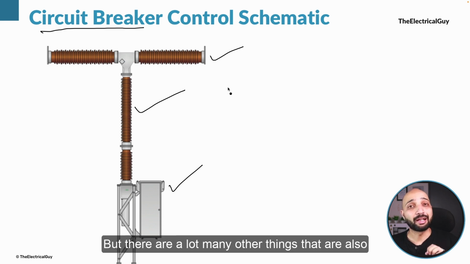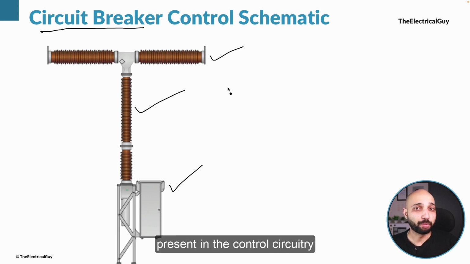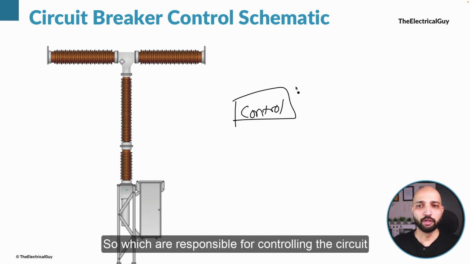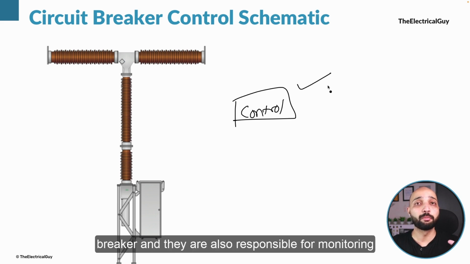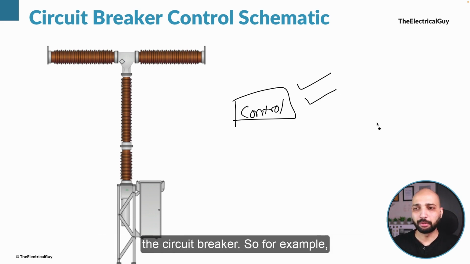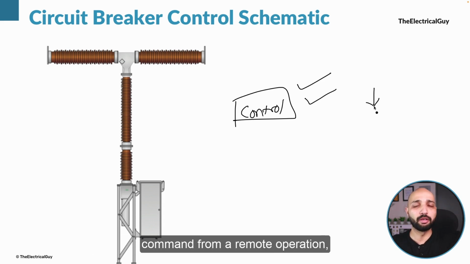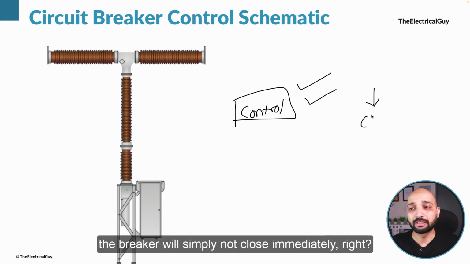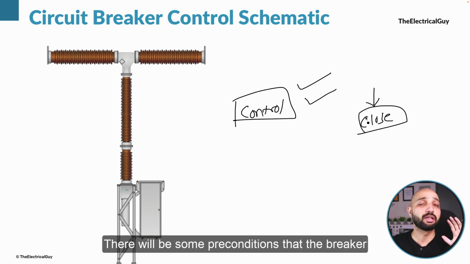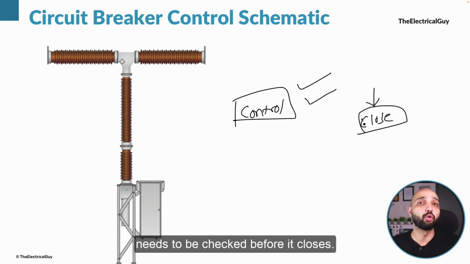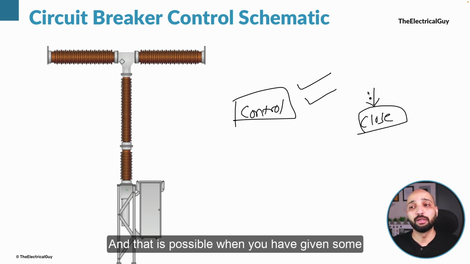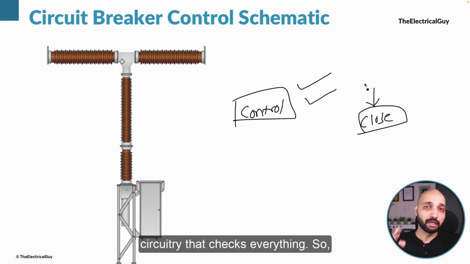But there are a lot many other things that are also present in the control circuitry of the circuit breaker, which are responsible for controlling the circuit breaker, and they are also responsible for monitoring the circuit breaker. So for example, when you give a closing command to a circuit breaker, let's say from a remote operation, the breaker will simply not close immediately, right? There will be some preconditions that the breaker needs to be checked before it closes. And that is possible when you have some circuitry that checks everything.